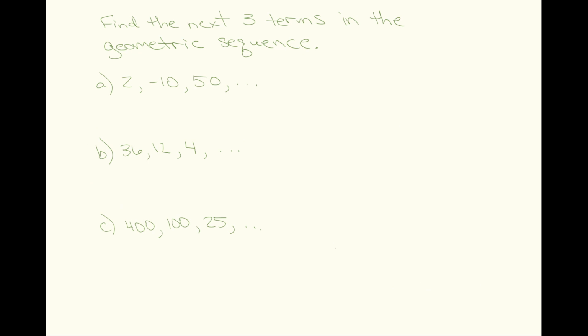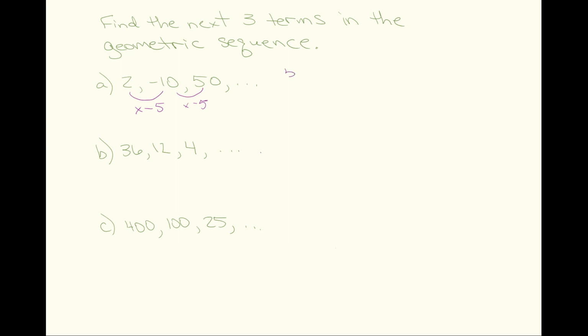The only other thing that you have to do in this section is not only to decide if it's arithmetic or geometric, but then if it is, to find the next 3 terms in the sequence. To be able to do that, we have to decide what we're doing. So in A, we're going from 2 to -10, and then -10 to 50. If I multiply by -5, 2 times -5 is -10, and -10 times -5 would be +50. So obviously it's geometric, and we're multiplying by -5.